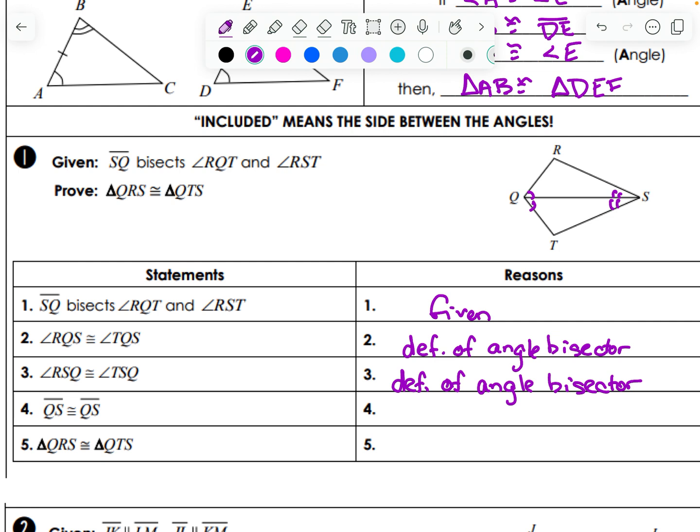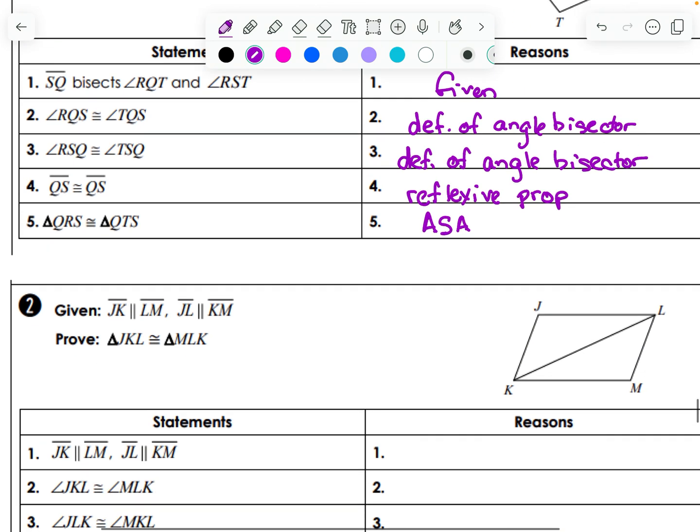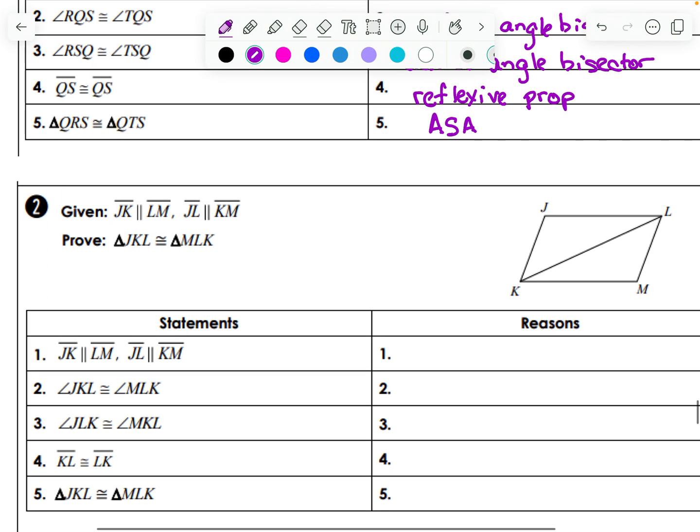Okay, so now we can also show this is a shared side, so we can add that. QS is congruent to QS because of the reflexive property. And then if you notice, we have angle, side, angle. So triangle QRS is congruent to QTS by angle, side, angle. Let's see another example.